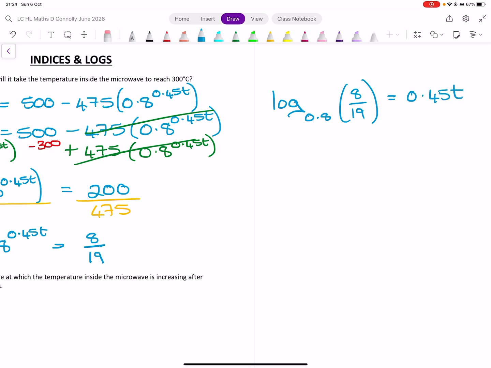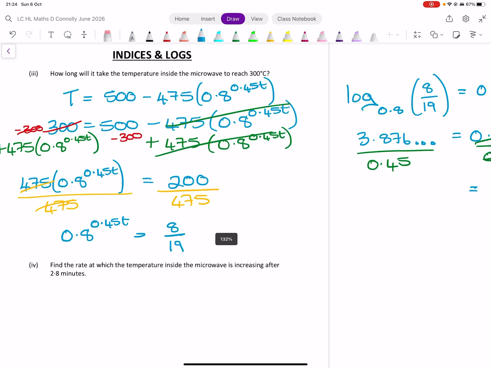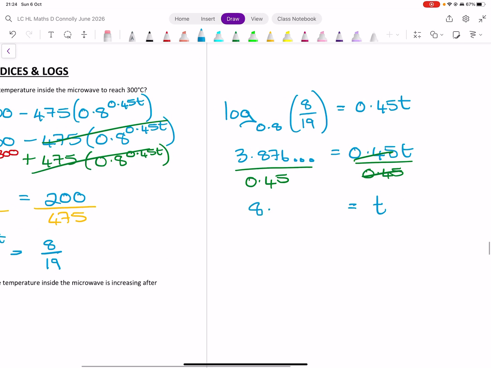Log to the base 0.8 of 8 over 19 is 3.876, and there are more digits, which I'm keeping in my calculator. And then I'm going to divide by 0.45 to isolate the T, and divide by 0.45 on this side. So that gives me 8, it does give me a decimal place, so 8.6 minutes.